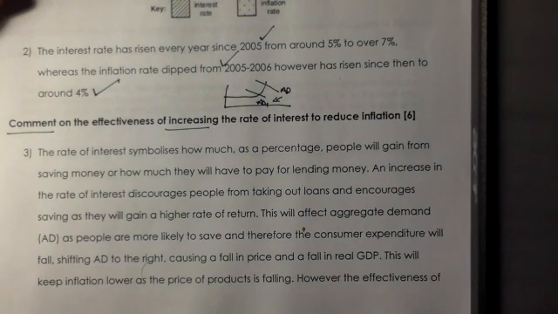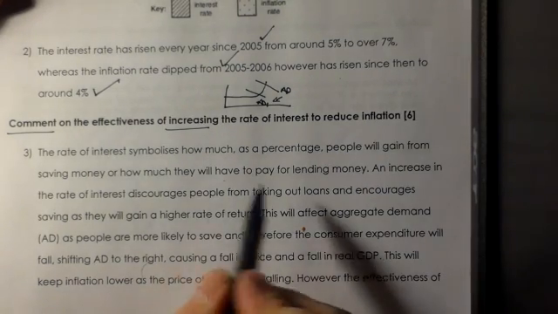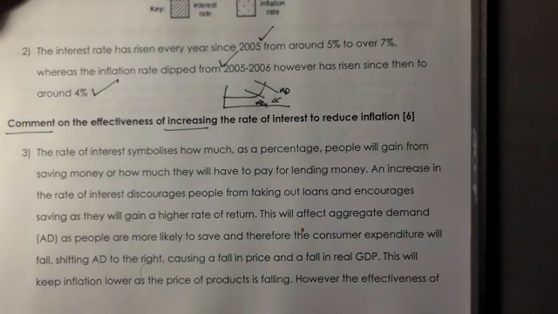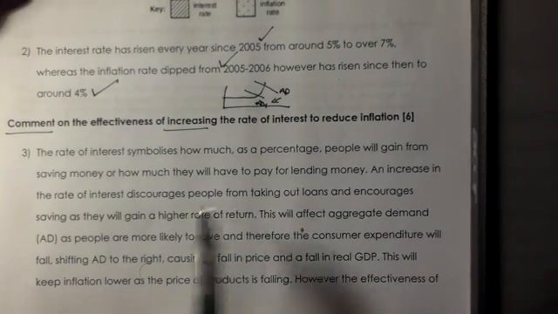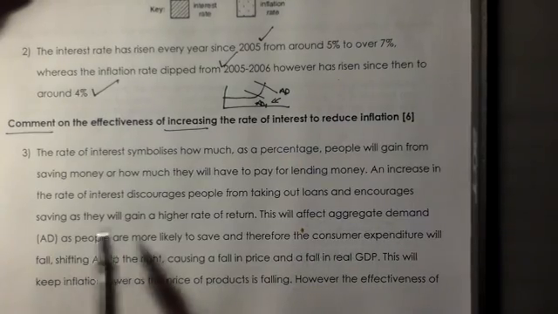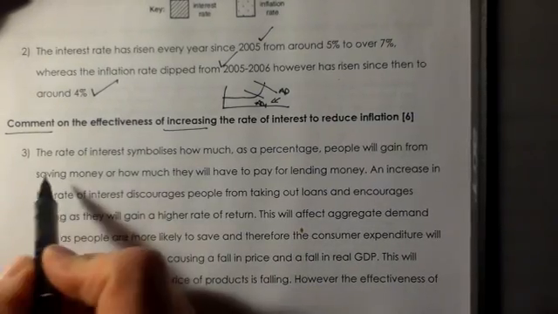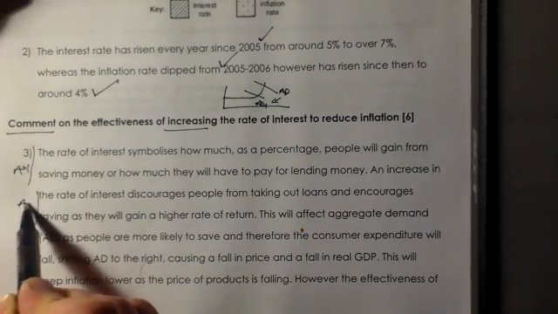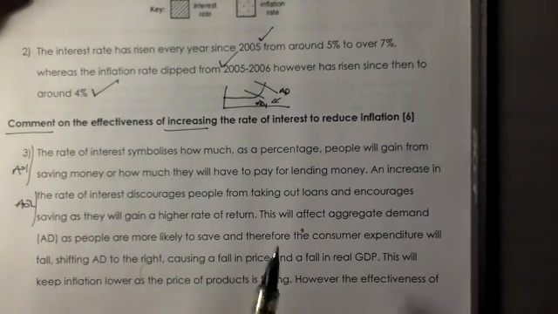The answer here says the rate of interest symbolises how much, as a percentage, people gain from saving money or how much they have to pay for lending money. Another way to say that would be the cost of borrowing, but we'll find up until this point. An increase in the rate of interest discourages people from taking out loans and encourages savings as they will gain a higher rate of return. So we've got a bit of AO1 at the start there, and now a bit of AO2 to say what the effects would be.